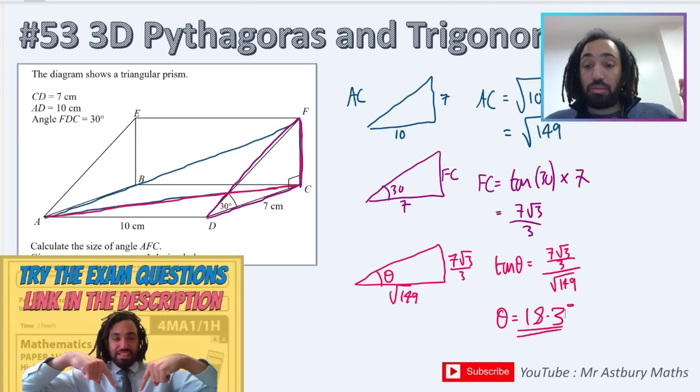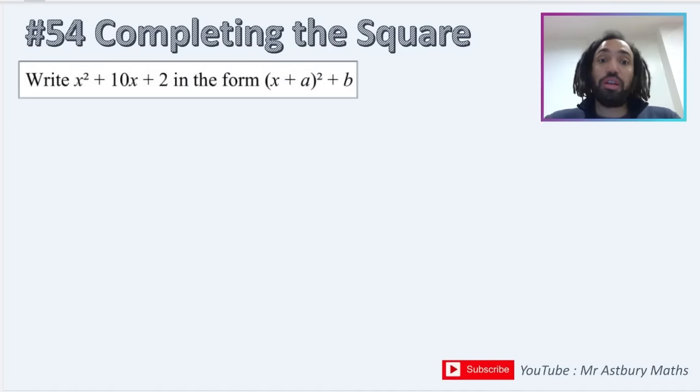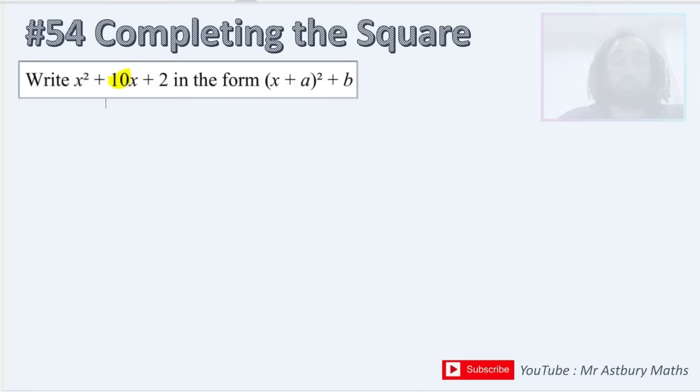Okay, lots of good exam questions right here. Click the link. 54, completing the square. Lots of students hate this topic, but it's really straightforward if you know the golden rule, and that is that it all revolves around this term here, the B term. Okay, let me show you how.